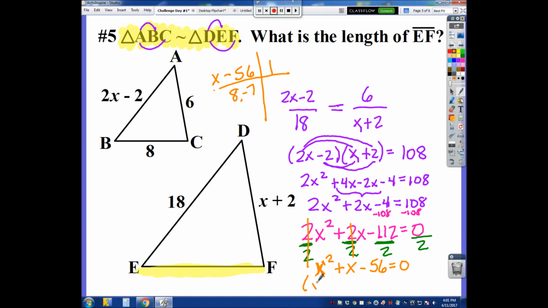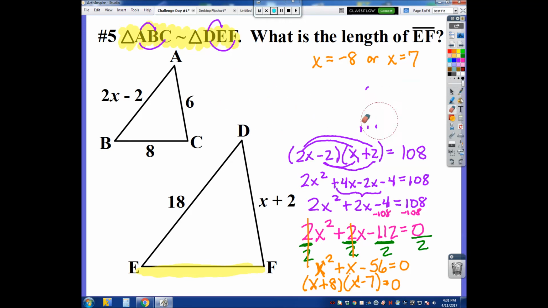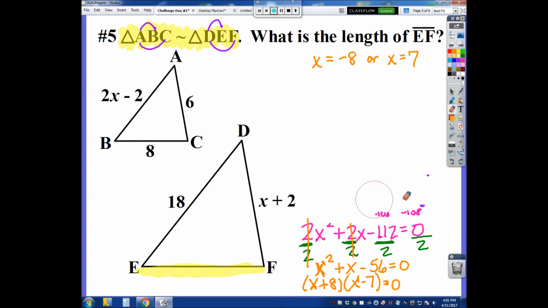So then I can set this up as the quantity x plus 8 times the quantity x minus 7 equals 0. Set each one of those equal to 0, and I'll get that x equals negative 8 or x equals 7. So now let me erase some of this and get some space going in here. I'll leave the factoring part down there, okay?